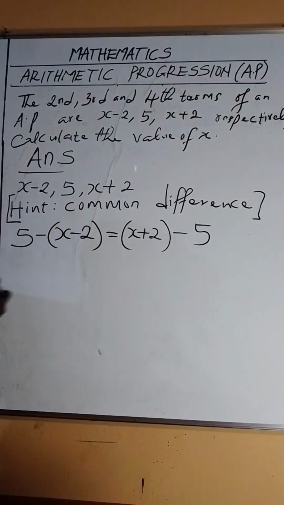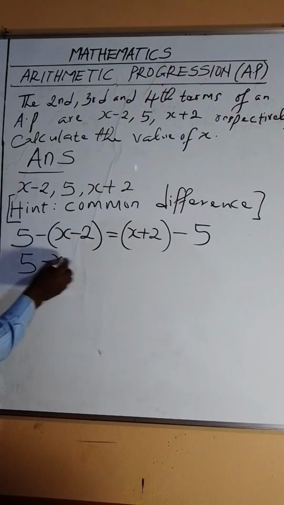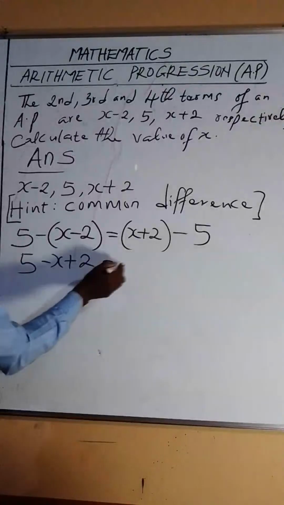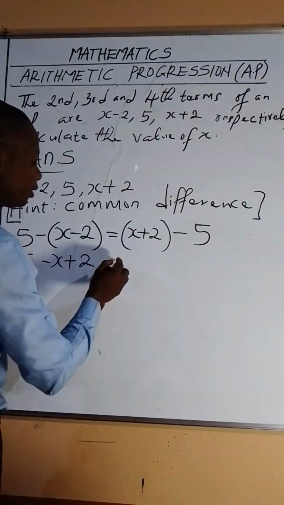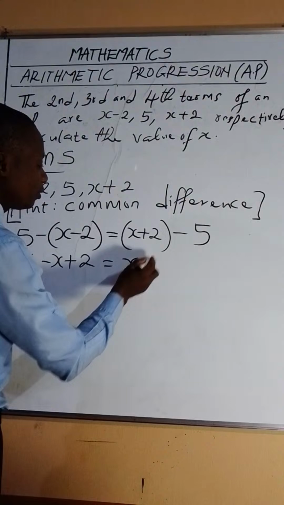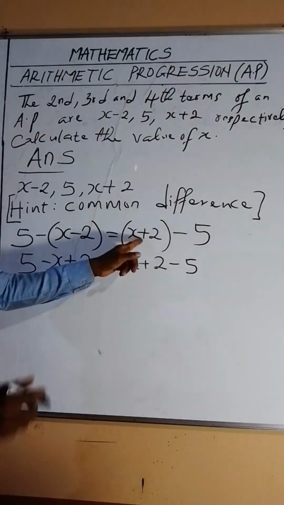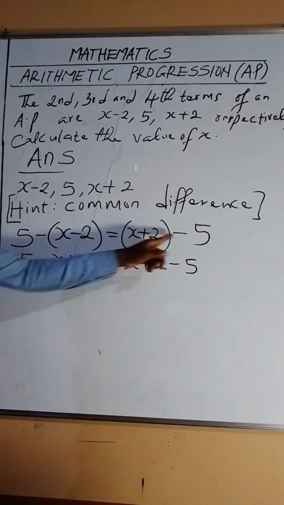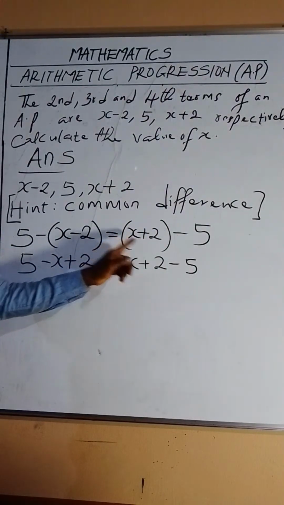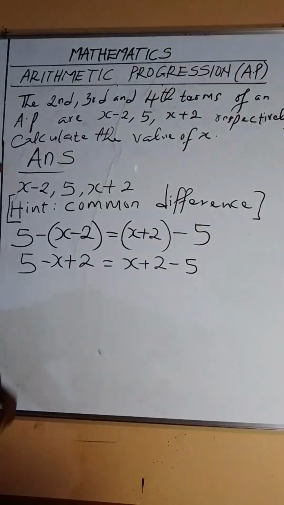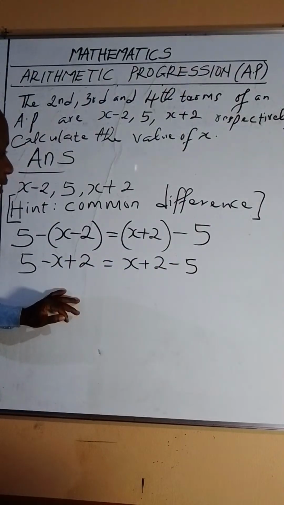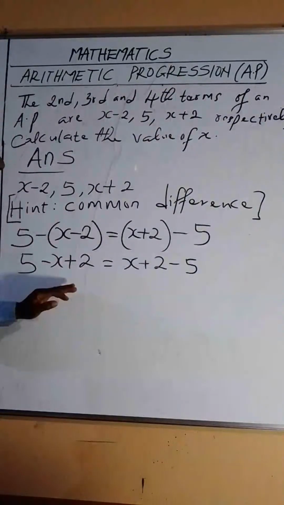So now we can open our brackets. If we open our brackets, we have 5 minus x, then minus times minus is plus 2 equals to, here there's no problem, just open the bracket, x plus 2 minus 5. The minus has no effect here, right? But if the minus was here, it will have effect. But here it has no effect. It has no effect.